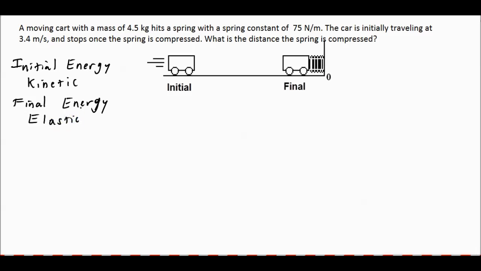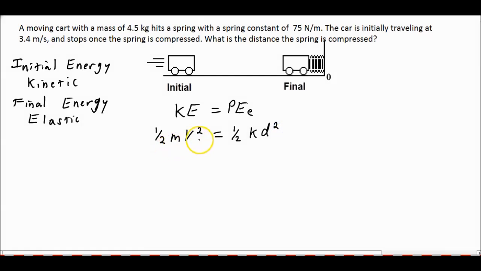And so because energy is conserved, the total energy it has initially will be equal to the total amount of energy it has in the final situation. So what we can say is that our initial energy, the kinetic, is equal to the final type of energy, elastic potential. And looking at our equation sheet, kinetic energy is 1/2 times the mass times velocity squared. And that is equal to the elastic potential energy, which is 1/2 times the spring constant times the displacement squared. Now it is just a matter of substituting in the numbers and solving for the unknown.